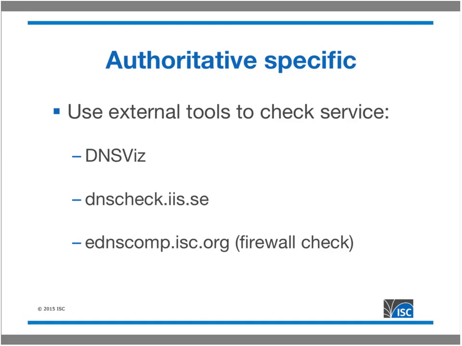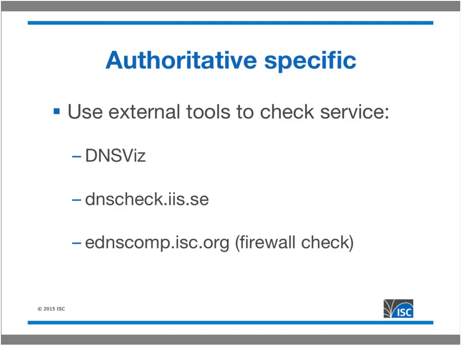And then we also have a tool called ednscomp.isc.org. EDNS is extension mechanisms for DNS. The DNS protocol is 33 and some odd years old. EDNS allows us to do things like, the most common one that people think about, DNS over UDP at sizes greater than 512 bytes. It allows us to do DNS message sizes up to 4096 bytes.